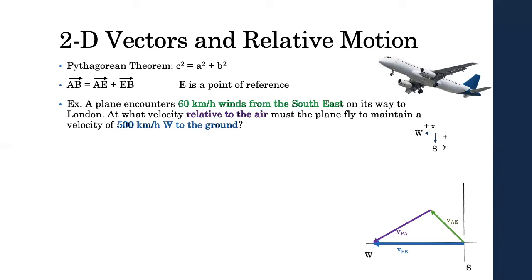Yeah. And how can you express the velocity of the plane relative to the air in terms of the other velocities that I have given you? Did you say this, VPE minus VAE? Yeah, that would be correct.